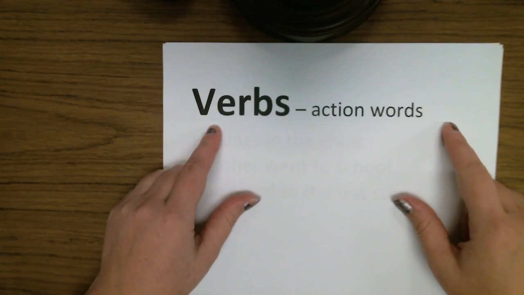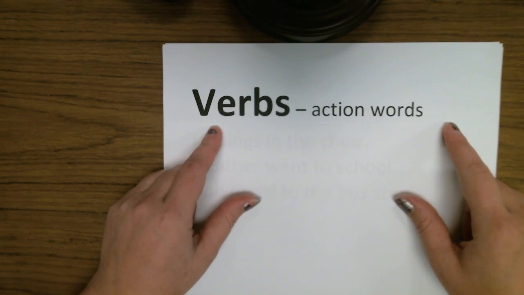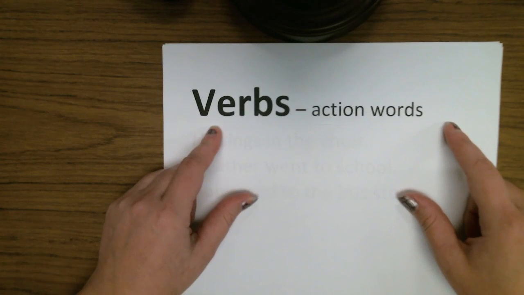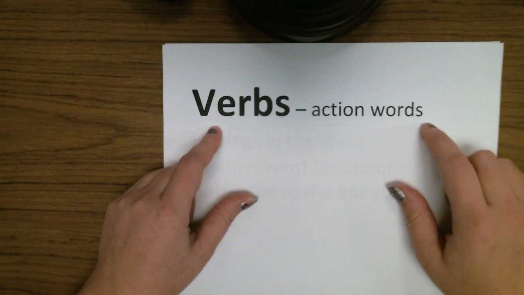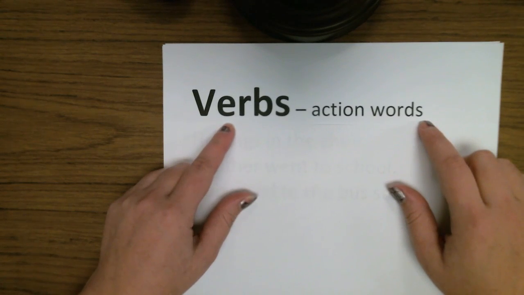They are the words that show action in our sentences. I don't love that definition because sometimes students think of words like fast as being action words because it seems like it's an action, right? But it's actually a describing word. And so one of the definitions I like to use for verbs is that they're doing words. They show what somebody's doing.